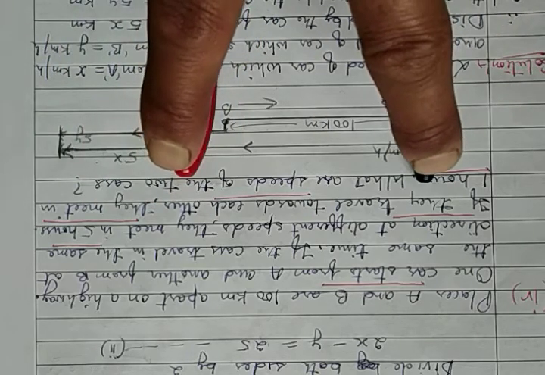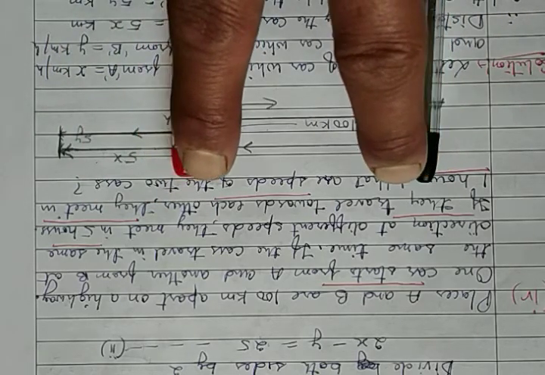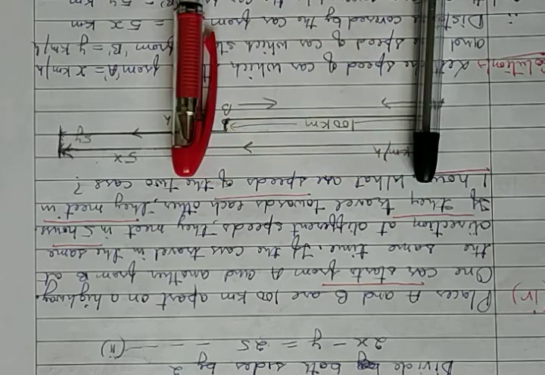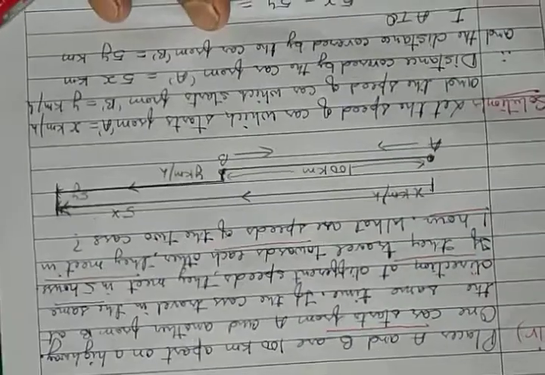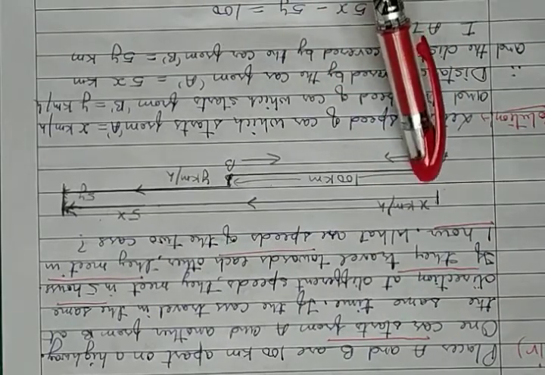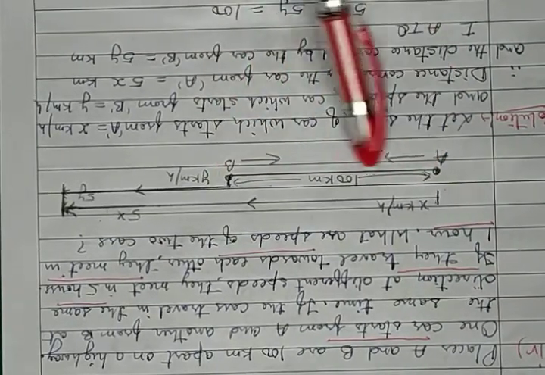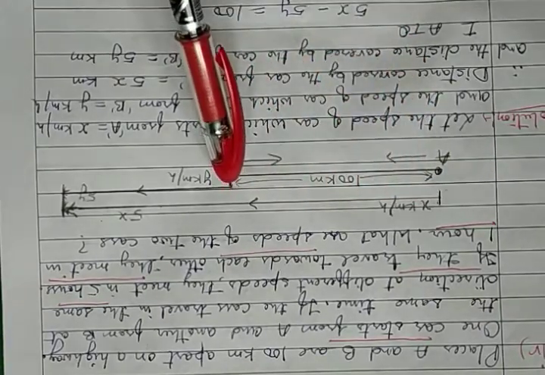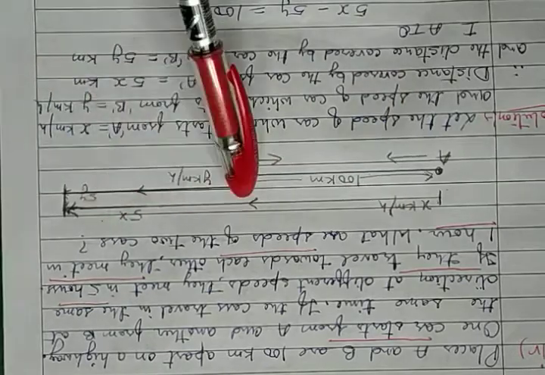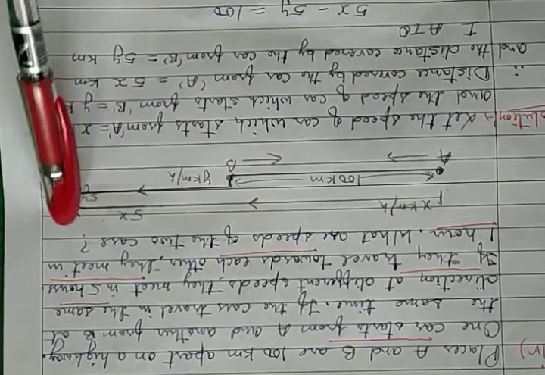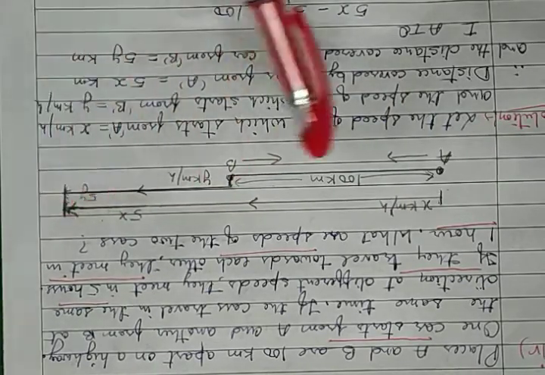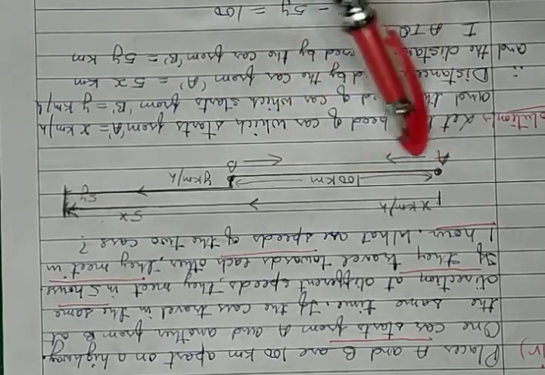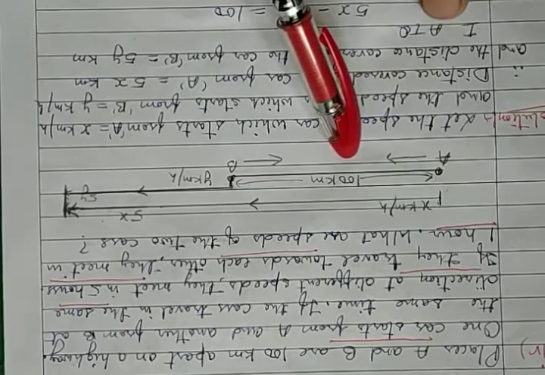If they travel in opposite directions, they meet in 1 hour. Look here, I am showing the places. It is place A, it is place B. These are 100 km apart. One car starts from A, the second car starts from B. They are moving in the same direction, upward, and they meet after 5 hours. If they move in opposite directions, one upward, the second downward, they meet in 1 hour.